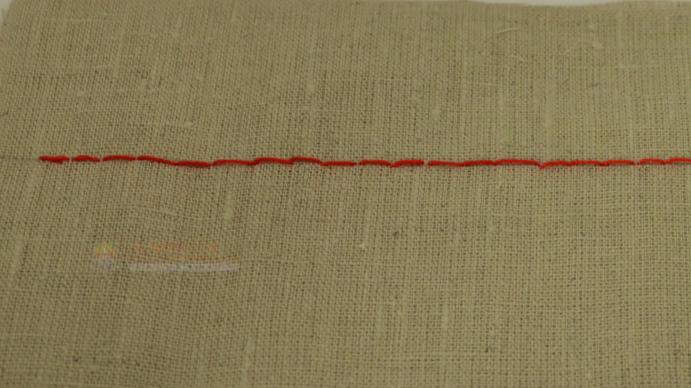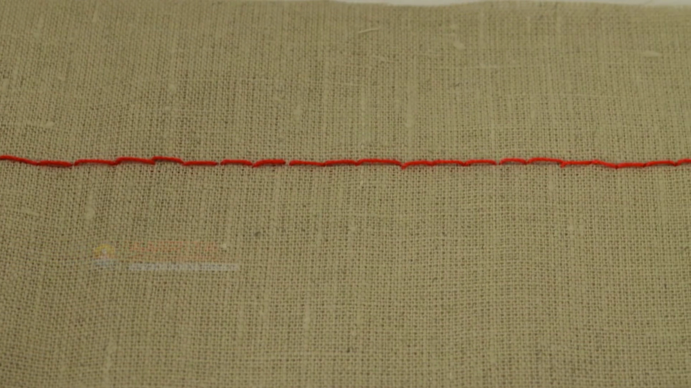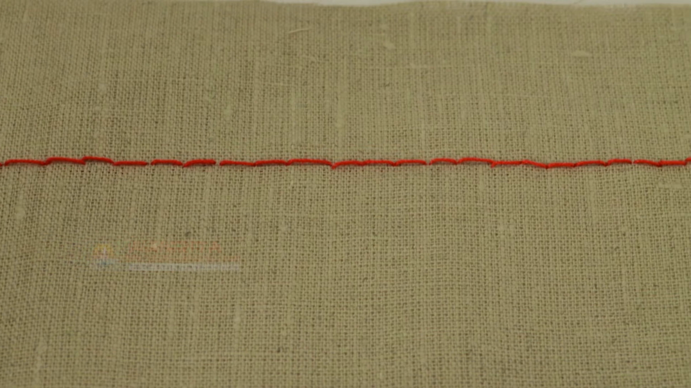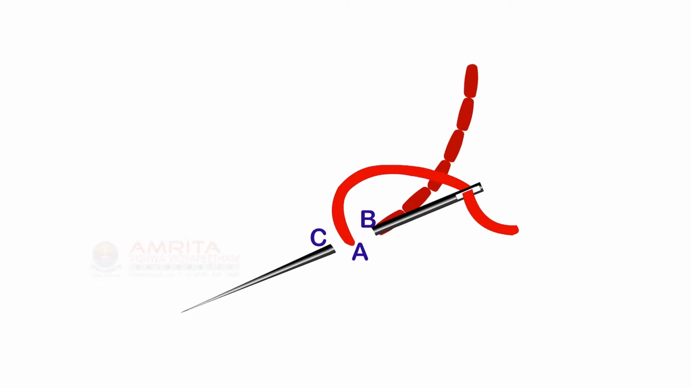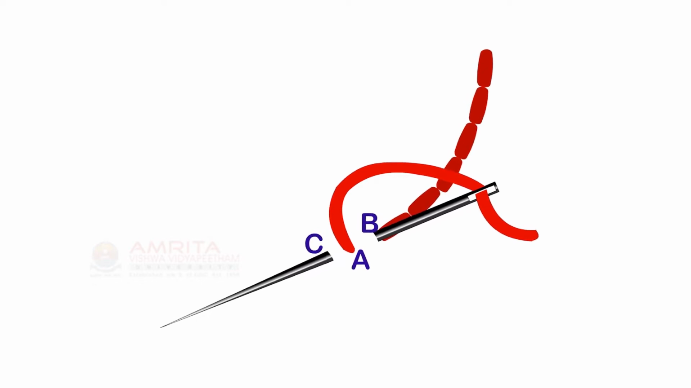The backstitch is a simple basic hand sewing stitch. It is a permanent stitch. This is what the finished backstitch looks like. Backstitch is a hand stitch in which individual stitches are made backwards to the general direction of sewing.